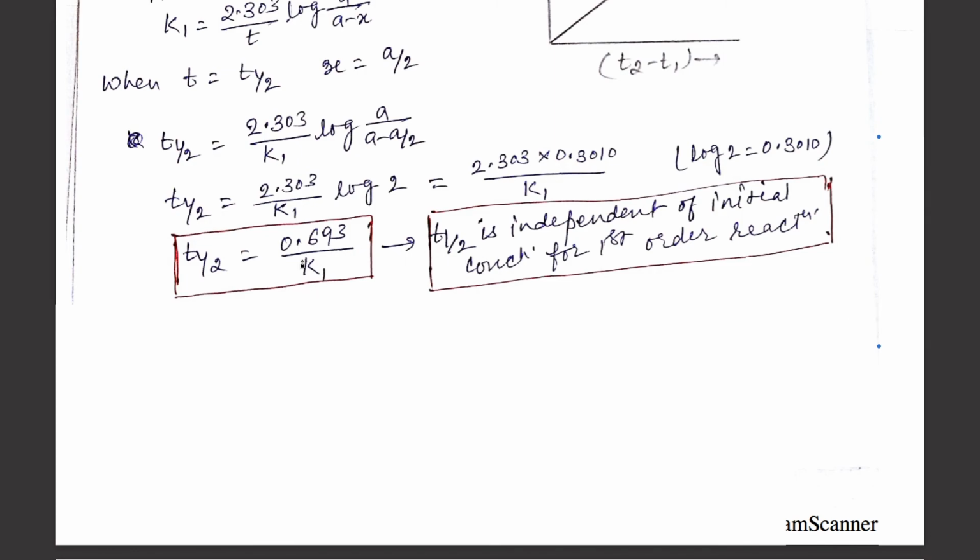K1 is a constant, and 0.693 is also a constant. So we can say that the half-life period is independent of initial concentration for a first order reaction, since initial concentration does not appear in this expression as it appeared in the case of a zero order reaction. So this is all about the half-life period for a first order reaction, and graphical representation, integral rate equation and differential rate equation. Next we will discuss the effect of temperature on the rate of the reaction.